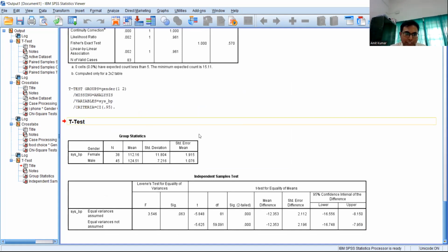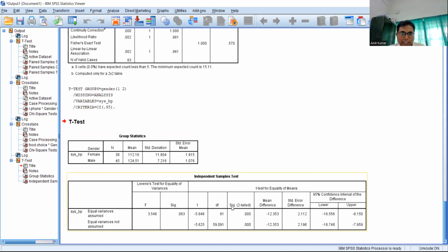Now you see the female number is 38, and the male number is 45. The mean systolic blood pressure is 112.16 in the female, and in the male it is 124.51. This is the standard deviation in both groups, and after that it is the standard error.